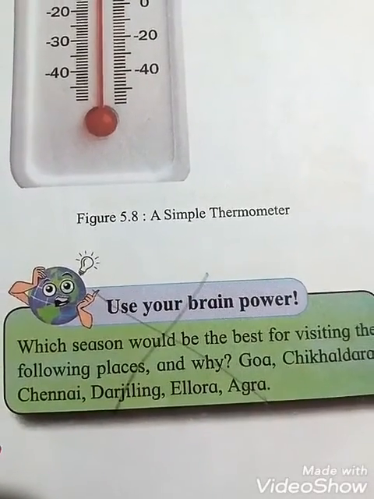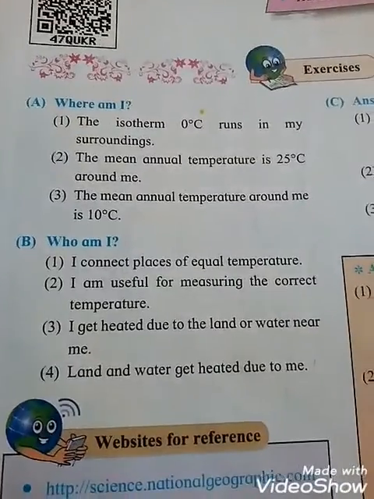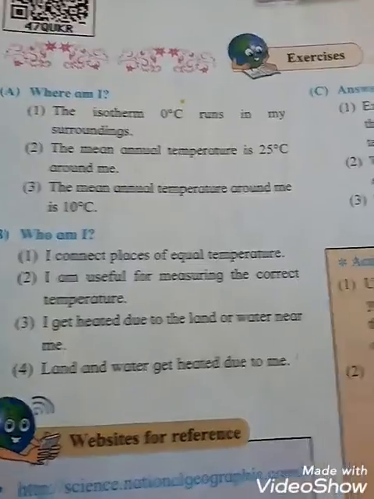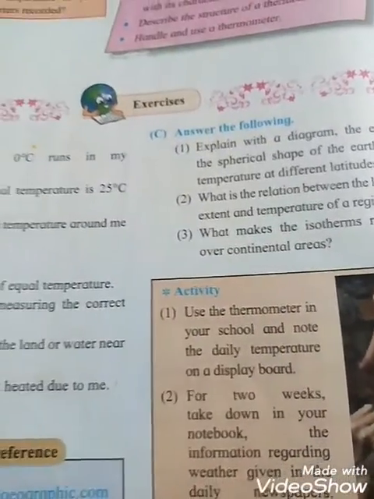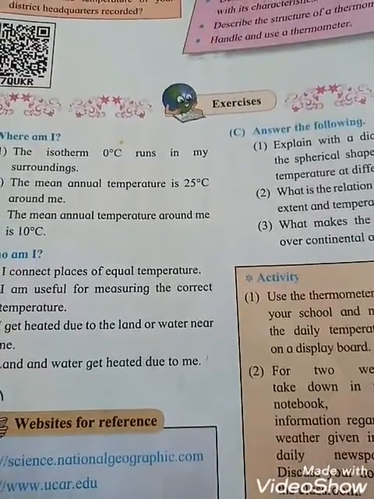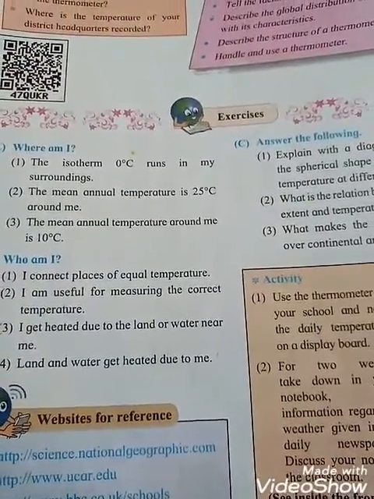Okay students, exercise question number 1: A, where am I; B, who am I; and C, answer the following. All these are the assignment I am giving to you as your homework. You have to write this in your notebook or in the workbook and read this lesson twice, two times properly.